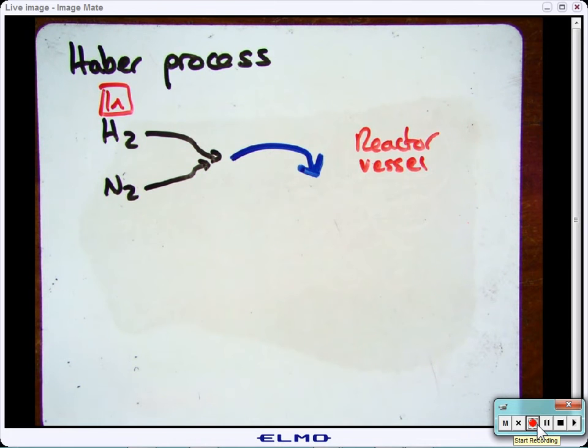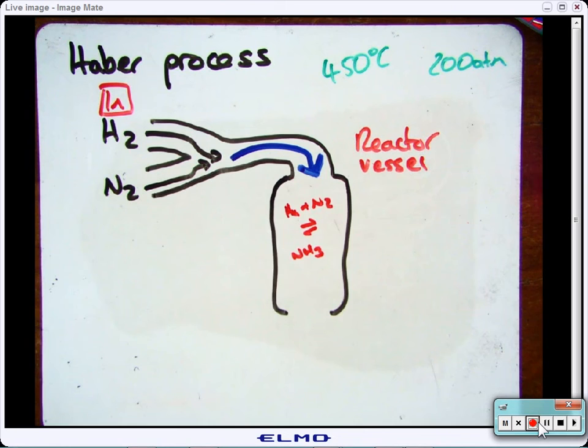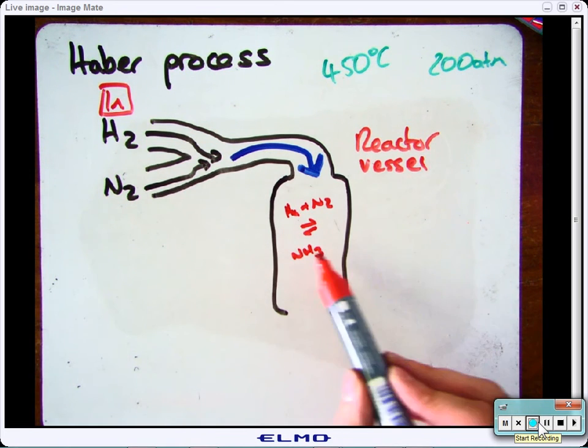So to begin with, hydrogen and nitrogen is pumped in to a reactor vessel. The conditions set are 450 degrees C, because it's a lot better to produce 10% of ammonia really quickly than it is to produce 60% over a long period of time. So we go for a higher temperature, and then 200 atmospheres pressure, again which is a compromise between cost and high pressure. In the reactor vessel, the reaction occurs, and you'll have both the forward and backward reaction occurring.